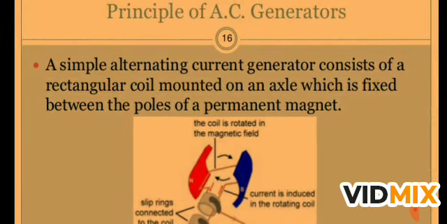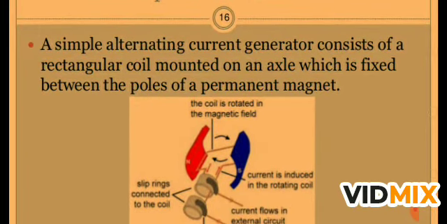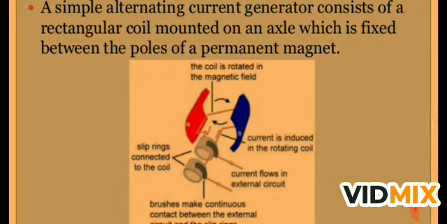The simple alternating current generator consists of a rectangular coil mounted on an axle which is fixed between the poles of a permanent magnet. If you see this blue and red color, these are the two magnet poles, and in between there is an armature, or we can say a rectangular coil, which is rotating in that magnetic field. There are slip rings connected to the coil, and when the coil rotates it cuts the magnetic field lines, and there is a change in flux, and the current is induced in the coil, and we obtain it as a current and use it for running the appliances.